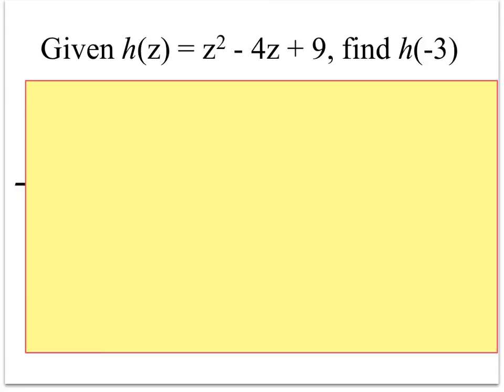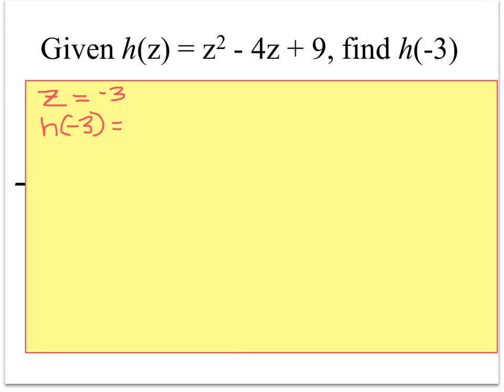Oops, you can't see that. Let me try that again. That means z is equal to negative 3. So if we're working this out, we're going to write down h of negative 3.